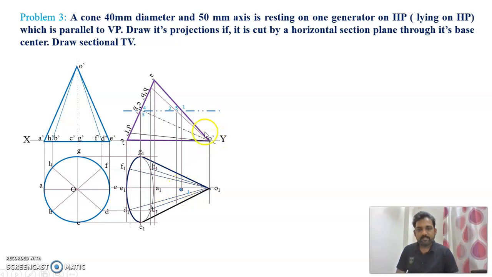Then the second point is on O dash B dash. In top view this is O1 B1. So project it again, second point. This is the projector from point 2, and this is point 2 on O1 B1. Then point 3 is on O dash C dash. That means here it is O1 C1, so the third point will come here, on O1 C1.